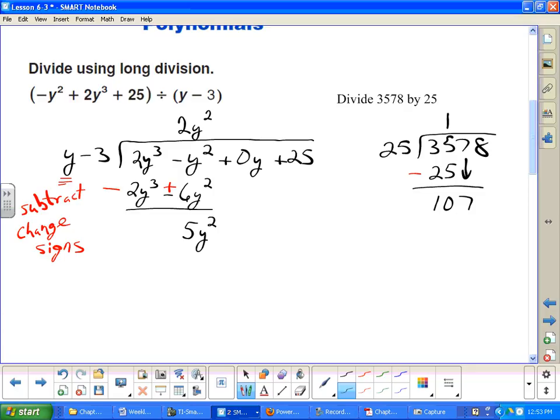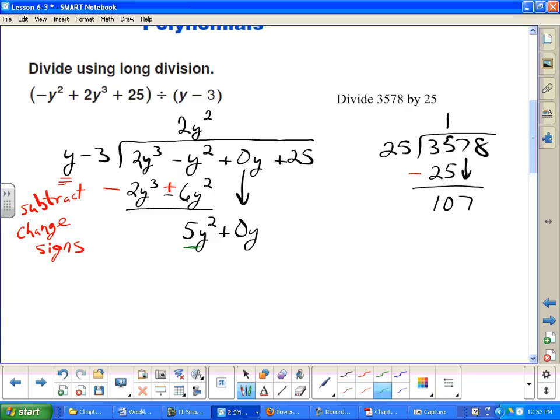And then we bring down the 0y. Well, if I put a y there, that means there's one y, right? There is no y's in my problem, is there? No, there's 0 of them. So if you were to put just y there, you would think of that as one y, and it's not. It's 0 y's.